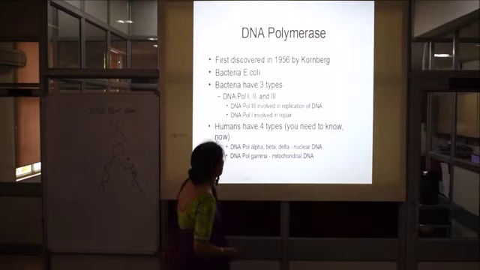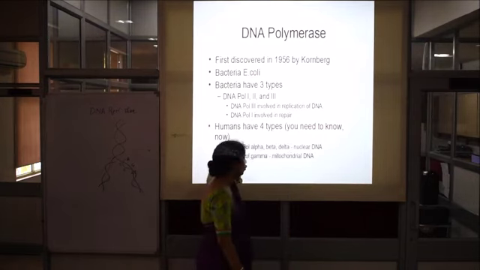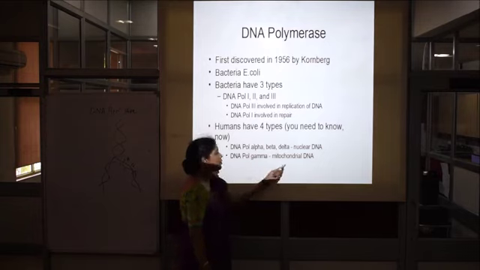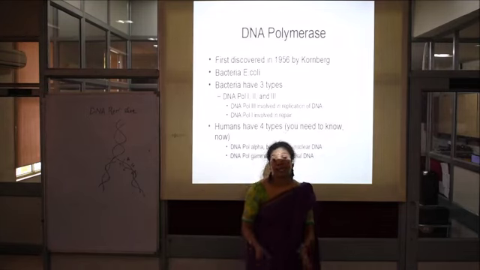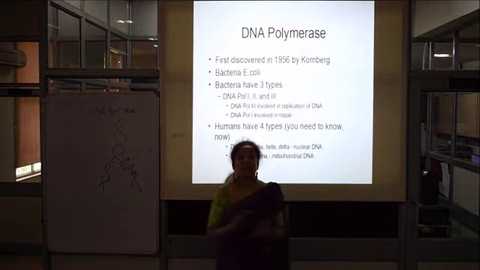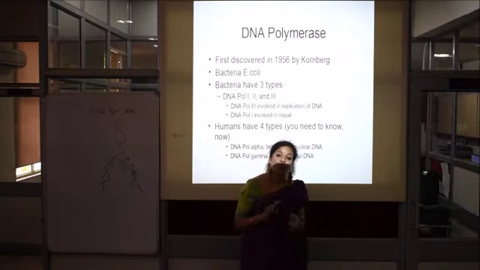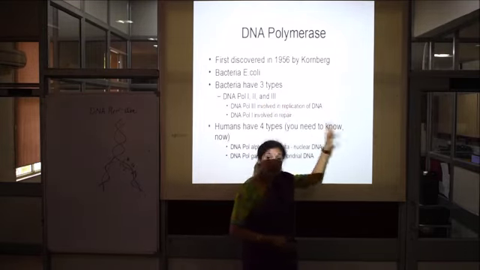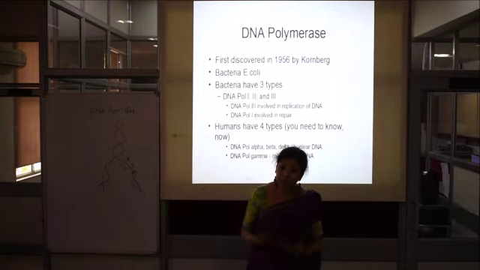Humans have four types of DNA polymerases: DNA pol alpha, beta, gamma and epsilon. Alpha, beta and delta act on nuclear DNA and gamma is involved in the mitochondrial DNA. That clearly shows that the enzymology for DNA replication in the prokaryotic and eukaryotic systems is different, but the principle they follow is more or less the same. That means prokaryotic and eukaryotic genes are replicated through different enzymes.